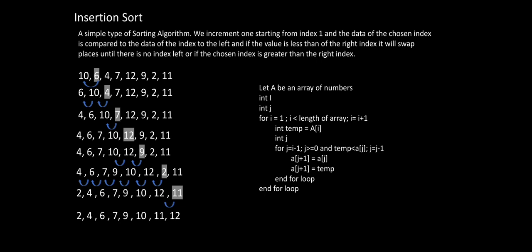If the value is less than the value of the current index that is traversing the whole array, it will swap places until there is no index left, and if the chosen index is greater than the left index, it stays. So we have here the array 10, 6, 4, 7, 12, 9, 2, 11. Starting from index 1, we're gonna swap to the left.